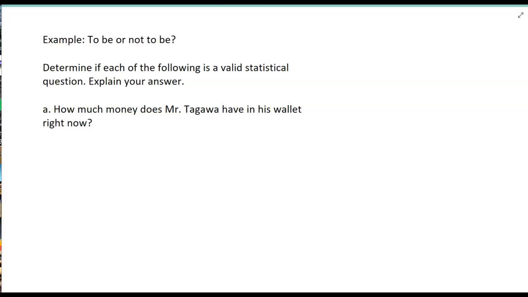So, here's an example. Is this a valid statistical question? How much money does Mr. Tagawa have in his wallet right now? Okay, this is not a valid statistical question. Why? Because right now he has a certain amount of money and that's not going to change. Now you could turn it into a valid statistical question by saying, how much money on average does Mr. Tagawa have in his wallet over a period of time, like over a week or over a month? That would be a valid statistical question because that amount of money he has in his wallet might change over time. But does the amount of money he has in his wallet change right now? No.